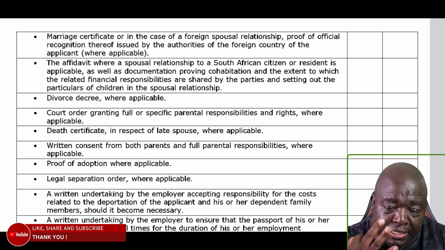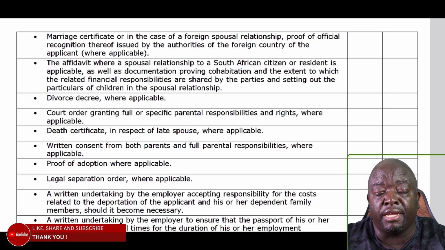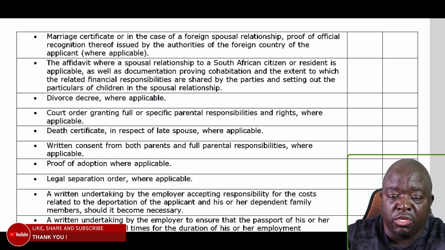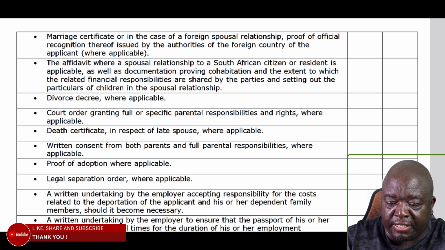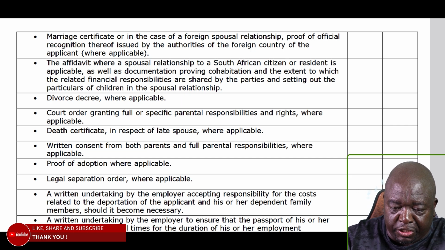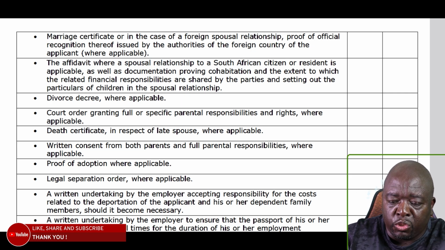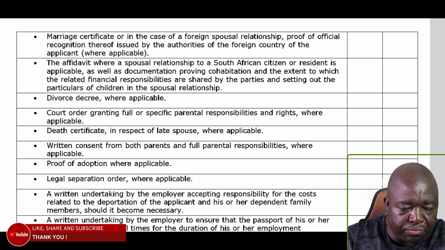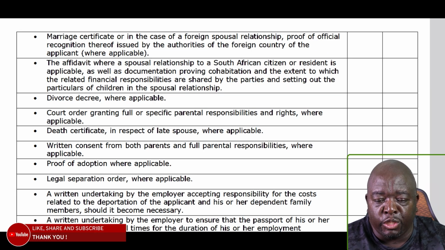Remember, there are 4 undertakings that you need to write. And again, in the previous video, we did mention that the person writing the undertakings can just write all 4 undertakings in one letter to say, I so and so, I'm accepting responsibility, which is the first undertaking, the accepting of the responsibility of the cost of deportation. The other undertaking is to ensure that the passport of the employee is valid at all times. That's the second undertaking. The third undertaking is an undertaking by the employer to inform the Director General should the applicant not comply.